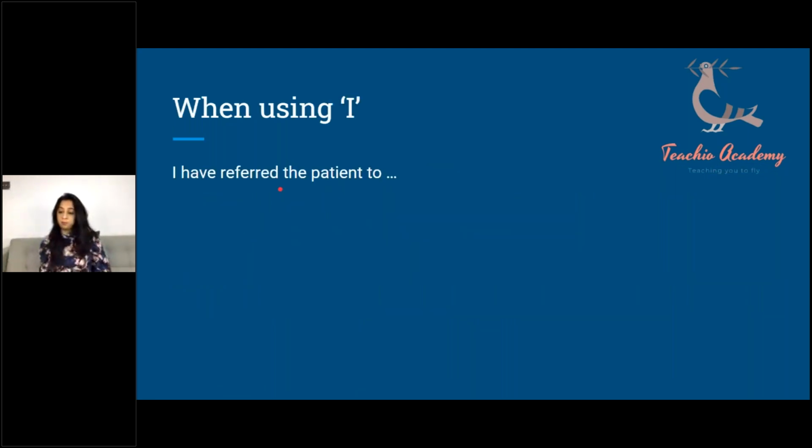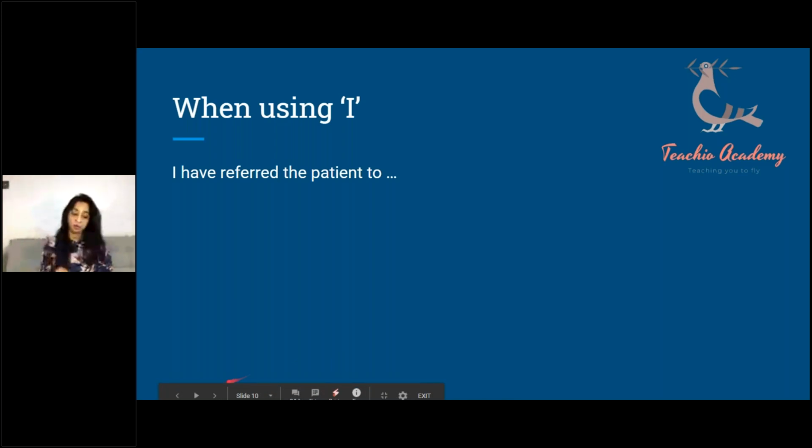So we always give importance to us, and English is also the same. Whenever you're using the term I, it's always going to start with a capital letter. So that has been discussed before.